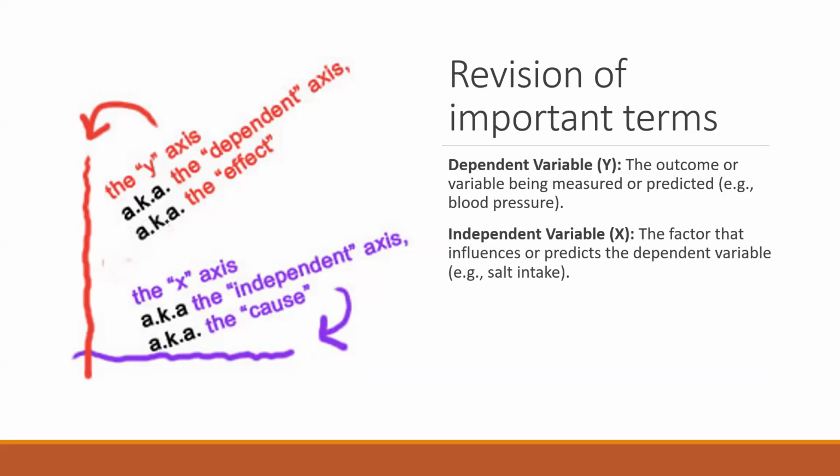And then we come to the independent variable. It is the factor that influences or predicts the dependent variable. It is always mentioned on the x-axis. As you can see in the figure also, the y-axis is also known as the dependent axis or the effect, and the x-axis is also known as the independent axis and the cause.